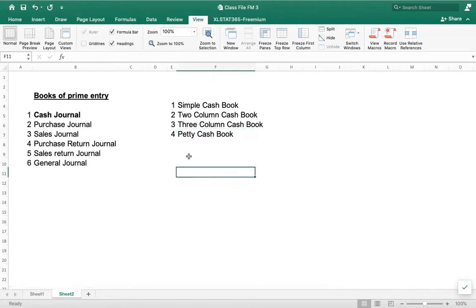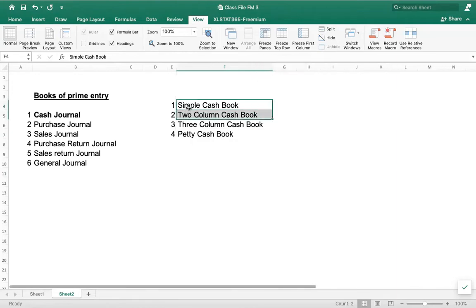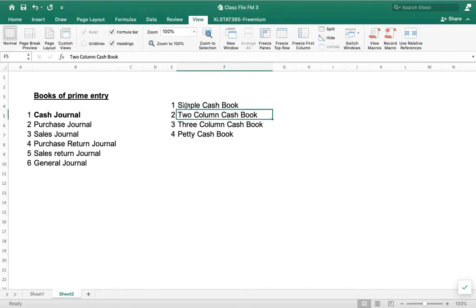So usually, the big businesses don't maintain these initial 2 books. Simple cash book they don't maintain. 2 column cash book also they don't maintain. Directly we will discuss 3 column cash book and petty cash book, isn't it? So today's discussion will be on 3 column cash book, or you can call it 3 column cash journal also.